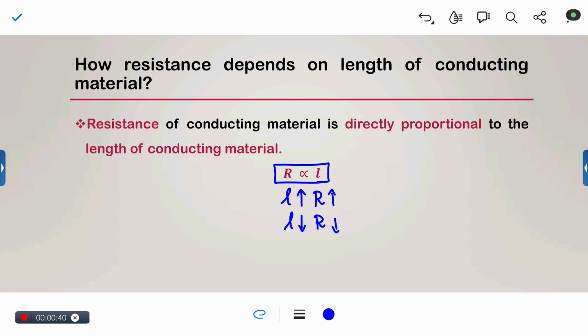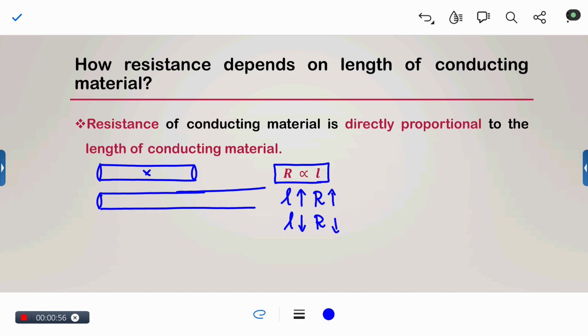Let's take two conducting materials having the same area of cross section. Let's take this is wire X and this is wire Y. Out of these two wires, which wire will have more resistance, either X or Y? Y will have more resistance. Reason? Length is high. If length is high, resistance also will be high.